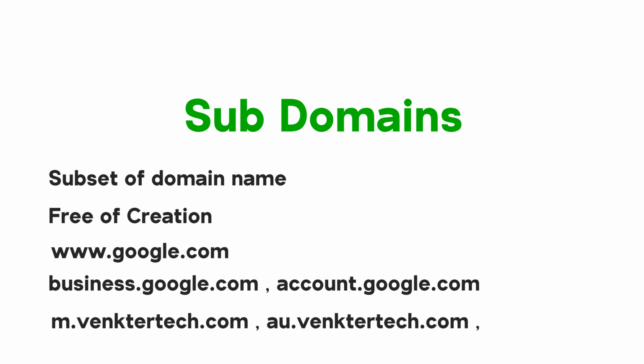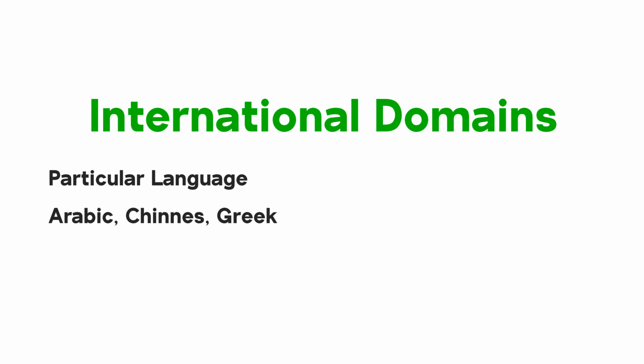Different businesses use subdomains for different purposes. For a mobile landing page, the web address extension can be followed like m.ventertech.com, and for the same website in different countries, addresses are followed as au.ventertech.com or ventertech.au. Internationalized domain names are domain names that are in particular languages like Arabic, Chinese, Greek, etc. and contain local scripts and Latin letters.